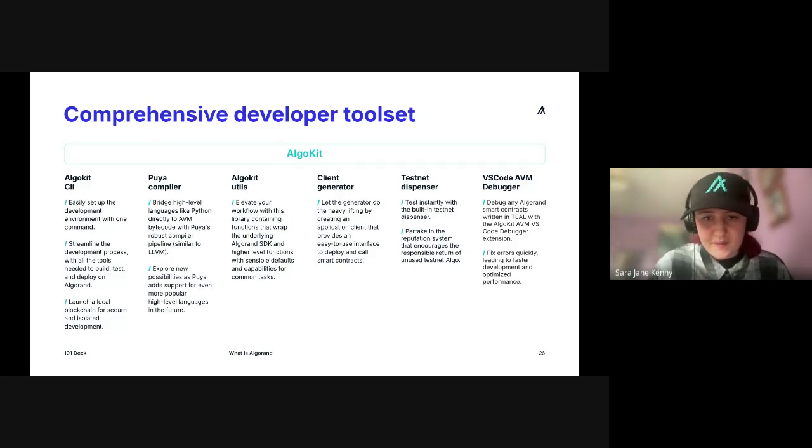It's very simple. So if I was to quickly go over some of maybe the key parts, the AlgoKit Utils, which is what we'll be using. AlgoKit Utils elevates your workflow by providing a library of functions that wrap the underlying Algorand SDK. These higher level functions come with sensible defaults and compatibilities for common tasks, making your development process smoother and more efficient.